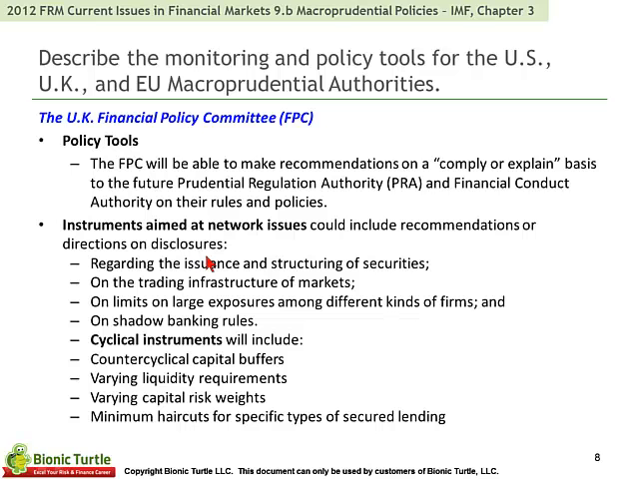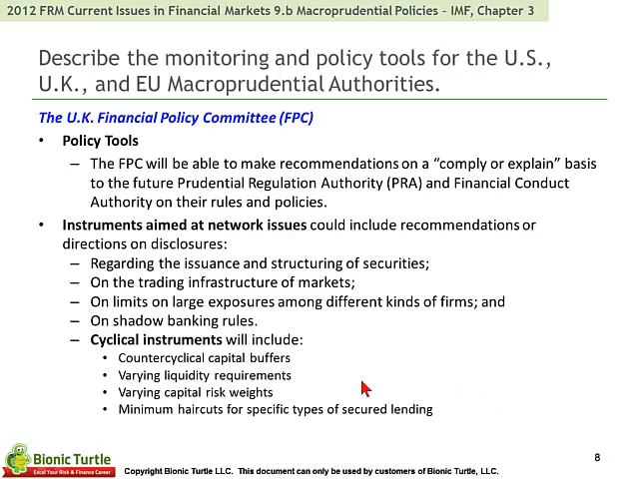Instruments could include recommendations or directions on disclosures with regard to several issues, including the issuance and structuring of securities, trading infrastructure of markets, limits on large exposures, shadow banking rules. Cyclical instruments could include counter-cyclical capital buffers, varying liquidity requirements, varying capital risk weights, and minimum haircuts for specific types of secured lending.